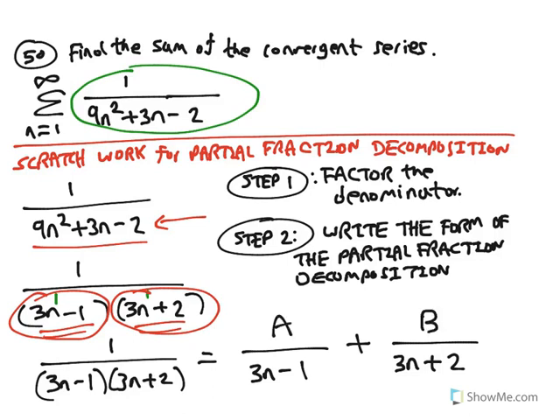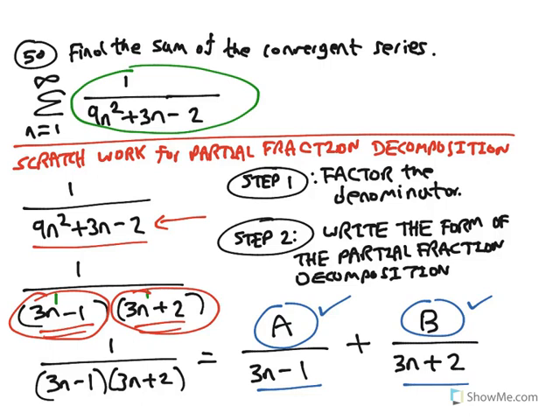And we don't know what the values of those constants are, so we represent them with these variables, uppercase A and uppercase B. And again, the numerators, what they are, also depends on what form of partial fraction decomposition you have. But if you have this form of partial fraction decomposition, where the denominators are linear factors, then the numerators will be constants.